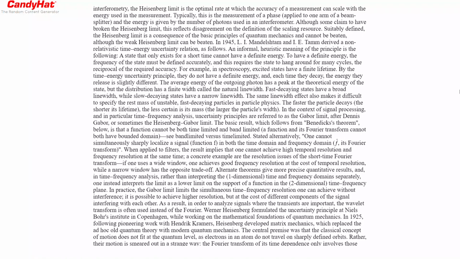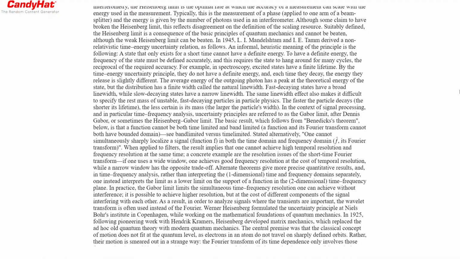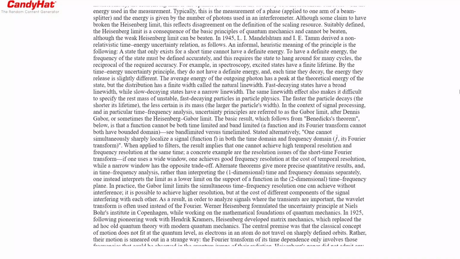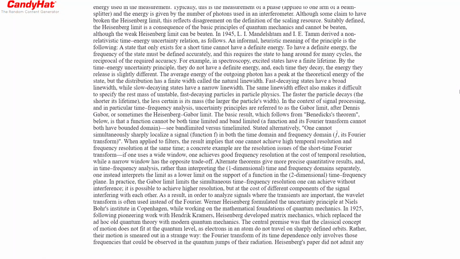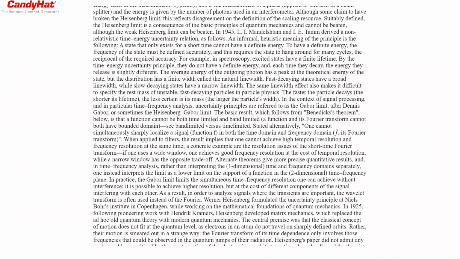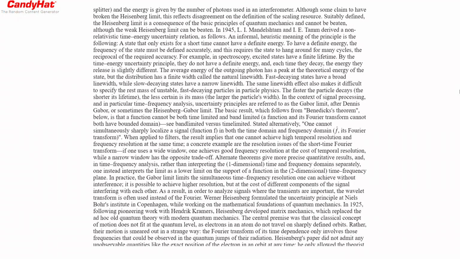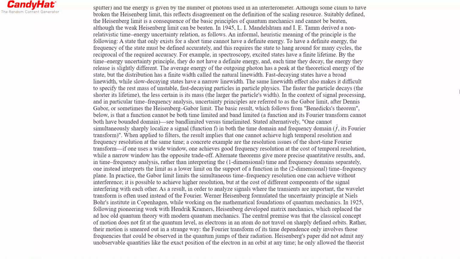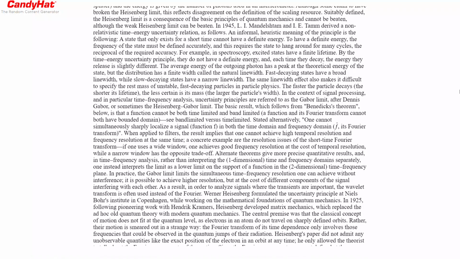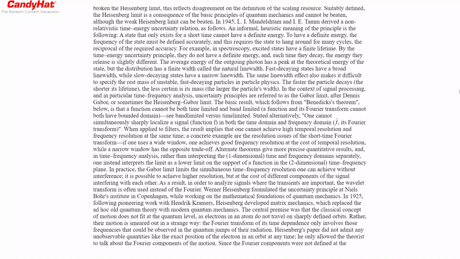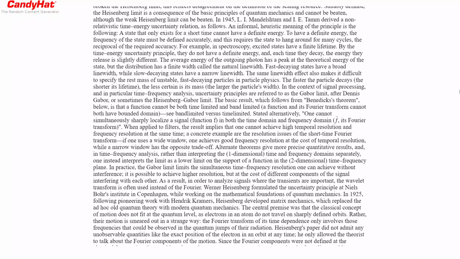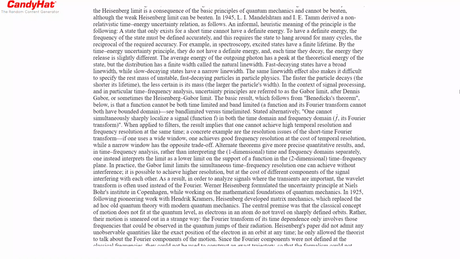It is possible to achieve higher resolution, but at the cost of different components of the signal interfering with each other. As a result, in order to analyze signals where the transients are important, the wavelet transform is often used instead of the Fourier. Werner Heisenberg formulated the uncertainty principle at Niels Bohr's Institute in Copenhagen, while working on the mathematical foundations of quantum mechanics.